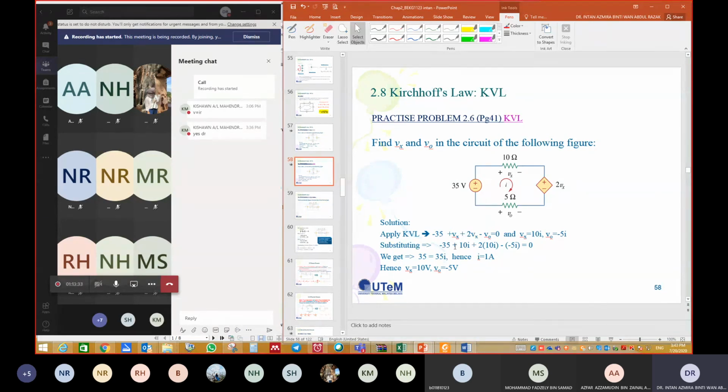Substitute all the Vx and V0. So minus 35 plus Vx is equal to 10I plus 2Vx. Sorry, Vx is equal to 10I, minus V0, V0 is equal to minus 5I. Rearrange and then you get Vx and V0.